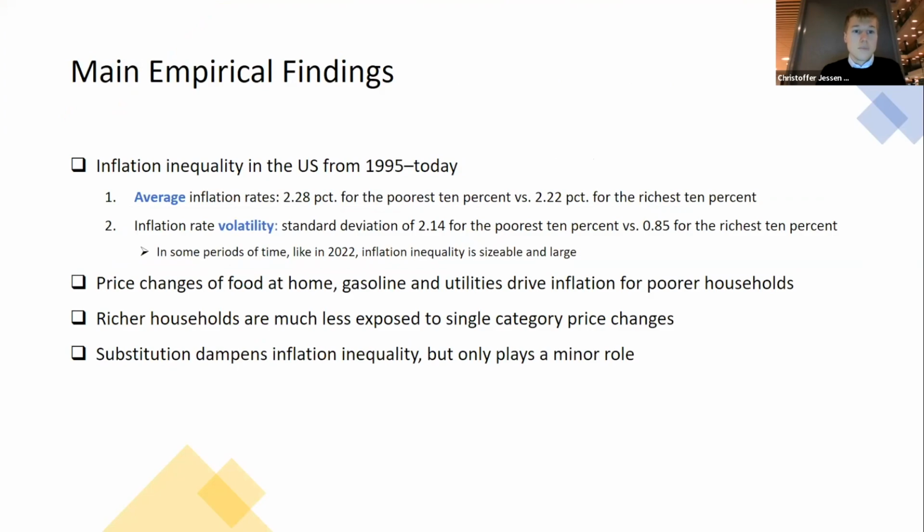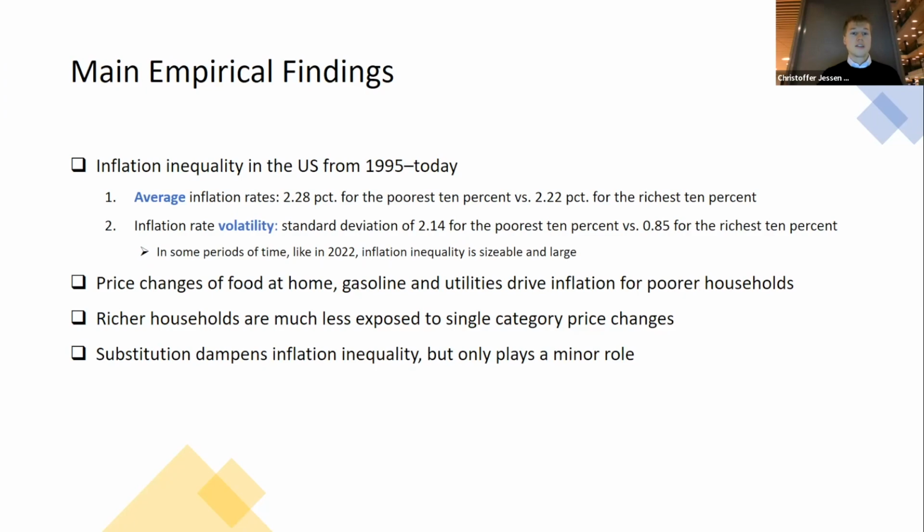In our empirical study of inflation inequality in the US, we find that from 1995, the average inflation rate of the poorest 10% of households has been 2.28%, compared to an average inflation rate for the richest 10% of households of 2.22%.